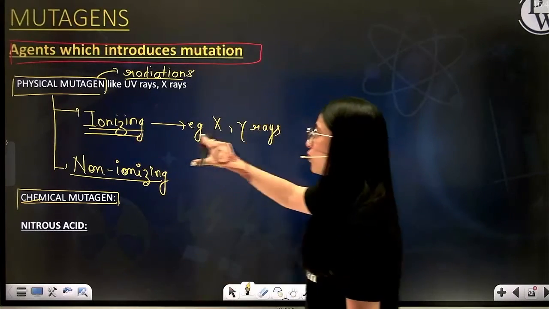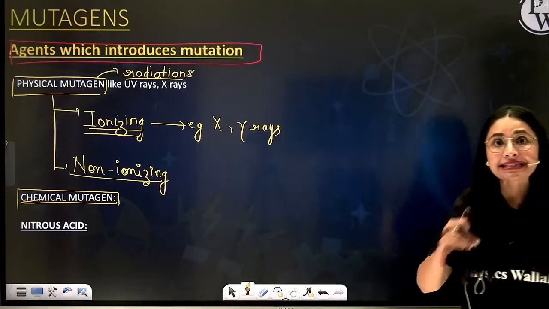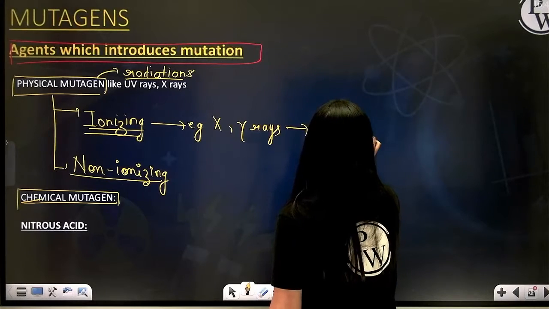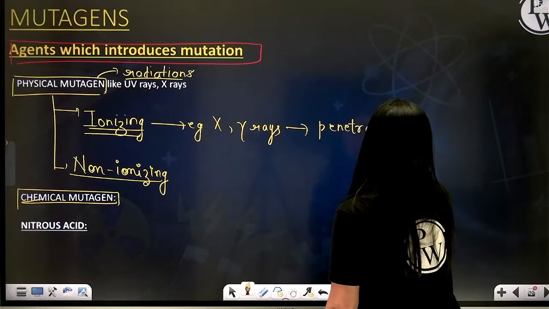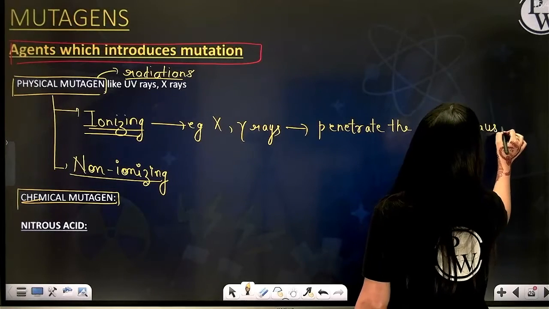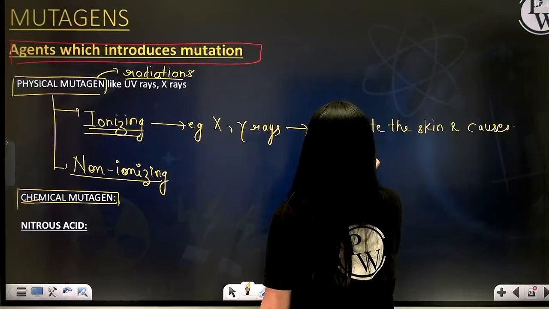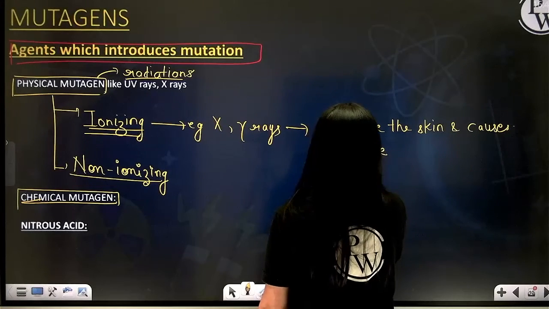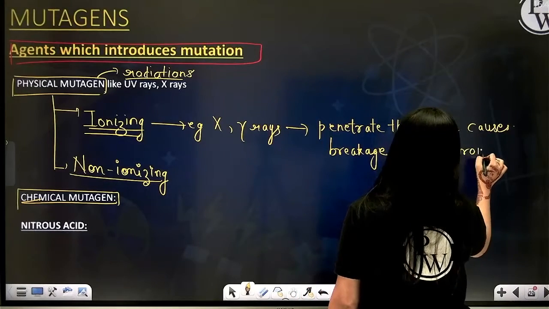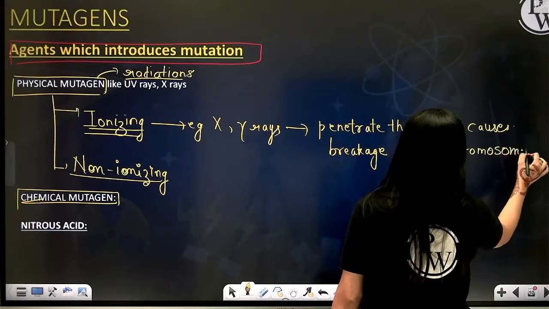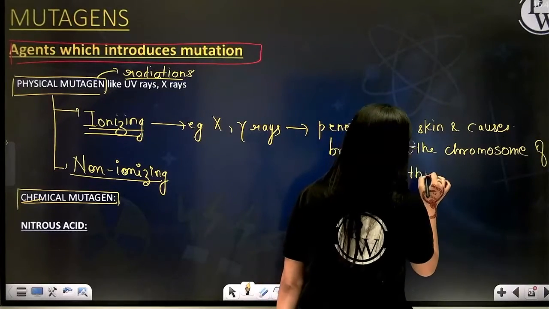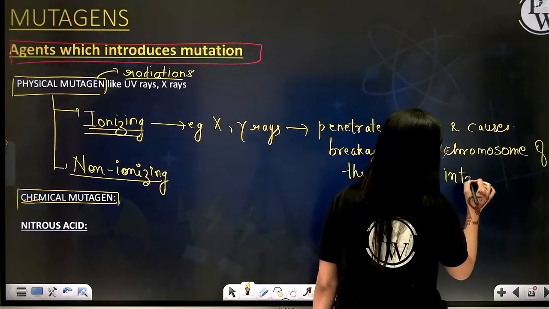Right? So, ionizing radiations like X-rays and gamma rays, beta, penetrate the skin and cause breakage in the chromosome of the cell, thus introducing mutation.